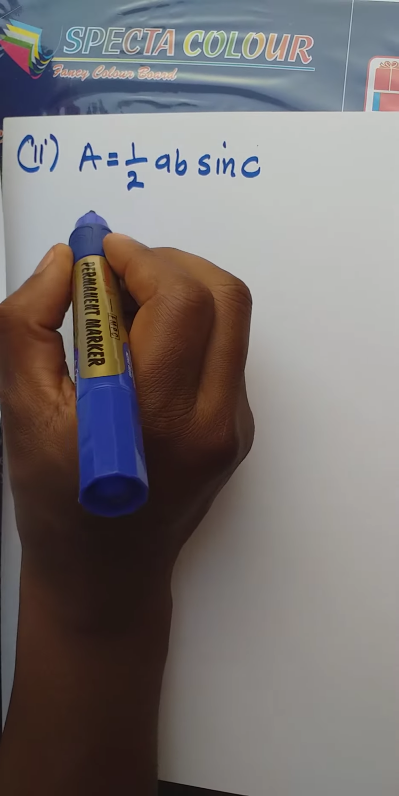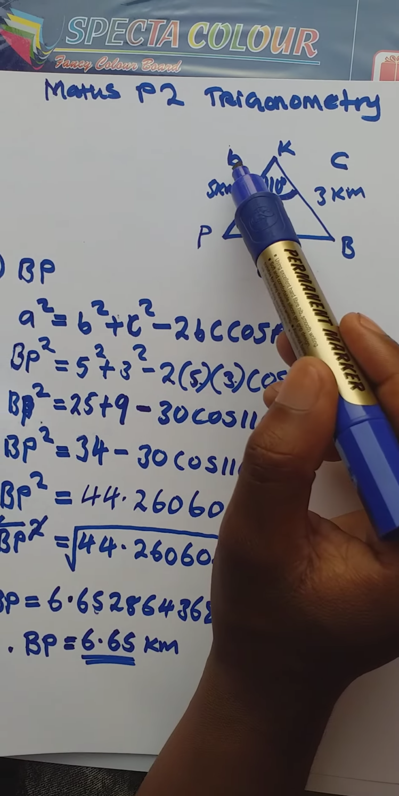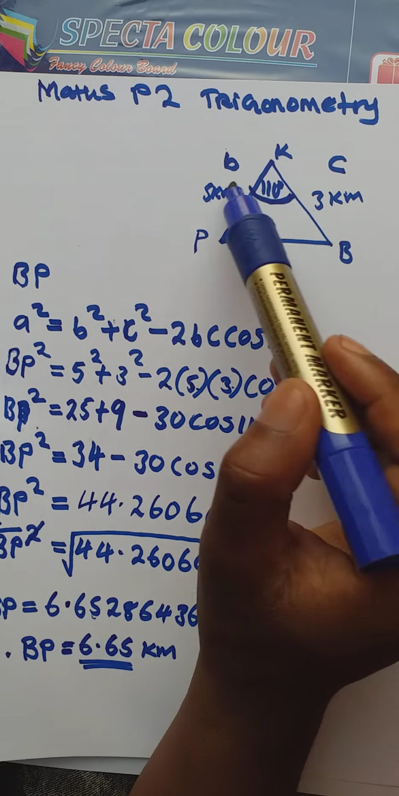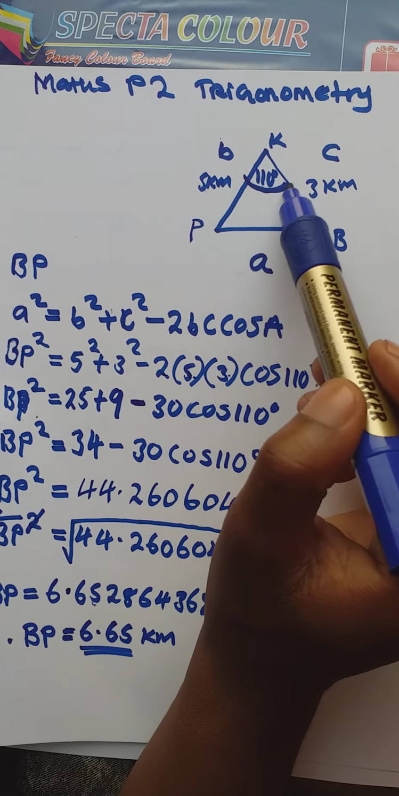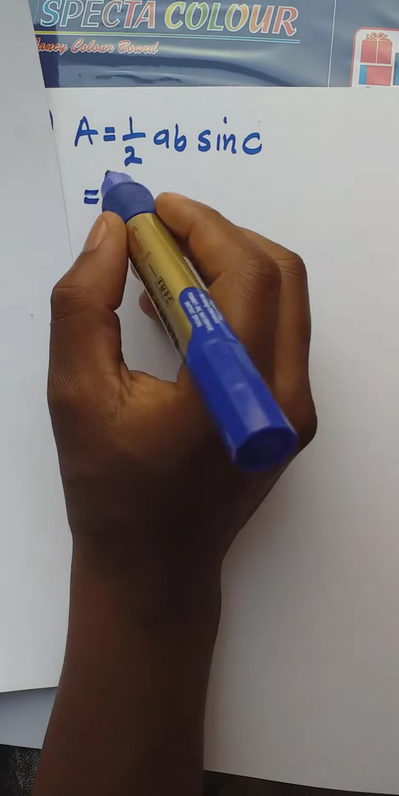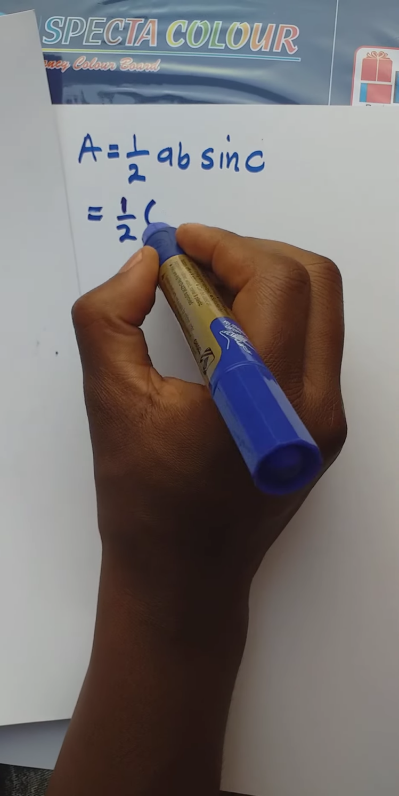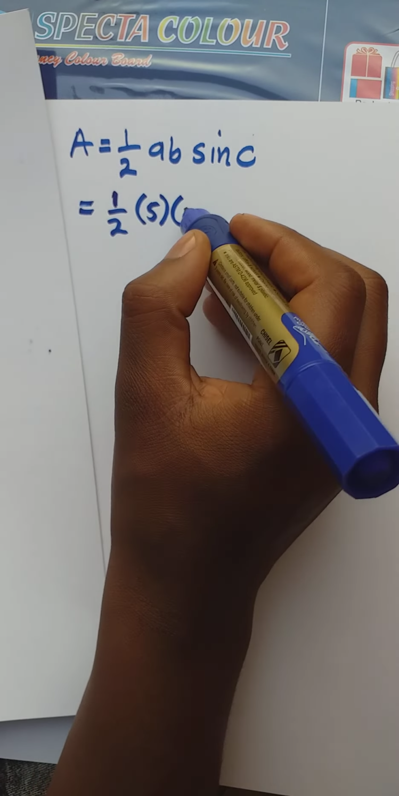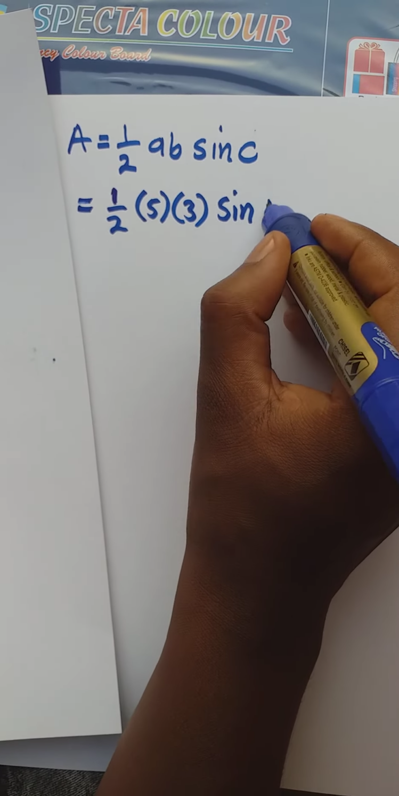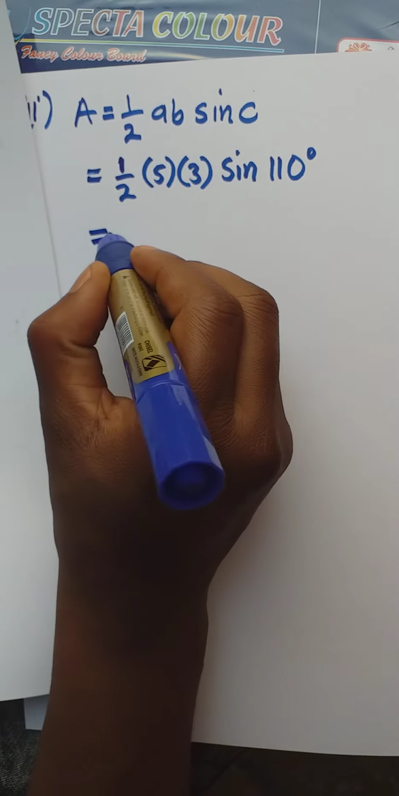So what we are going to do is get the two distances, which are the 5 kilometer and the 3 kilometer, to represent A and B, and we are going to get the angle in between them as angle C to find the area. So we simply replace: for A, we put the 5. For B, we put the 3. Then for sine C, you put the angle 110 where the two sides meet. Then you do the calculation.